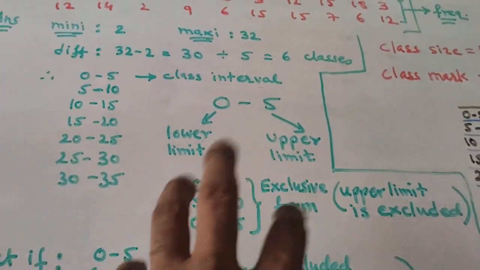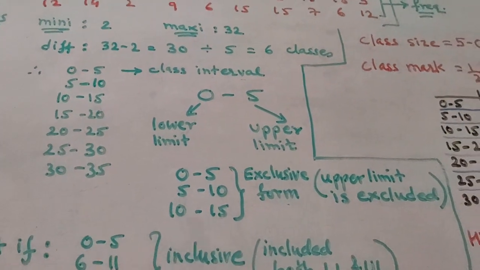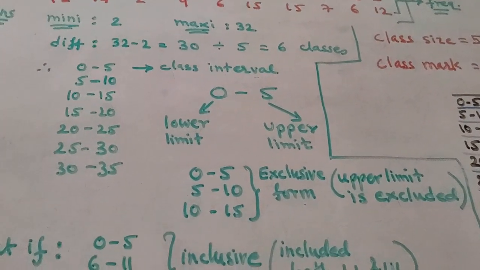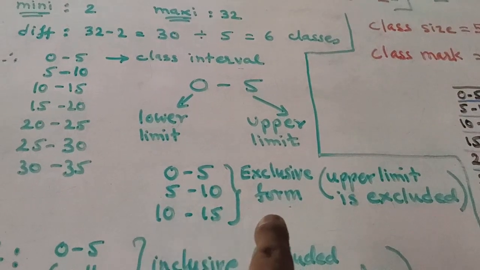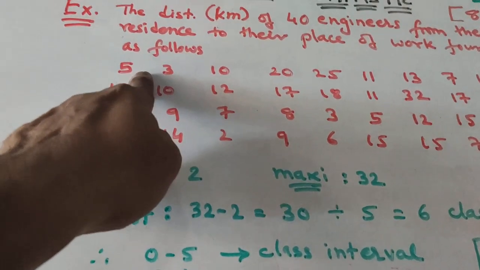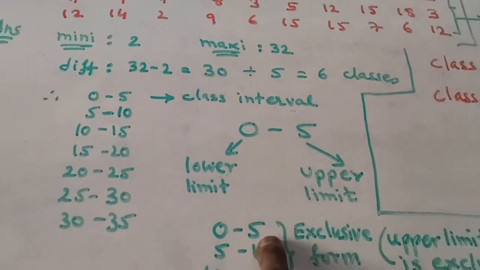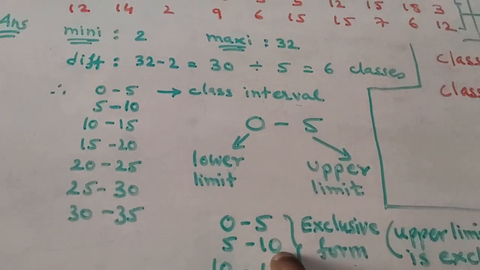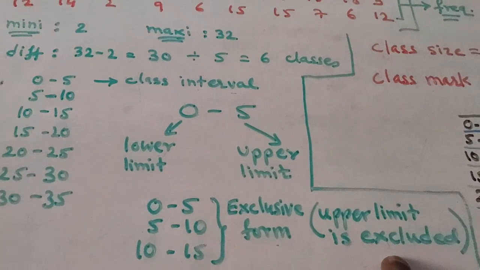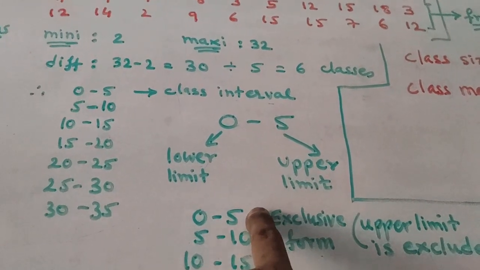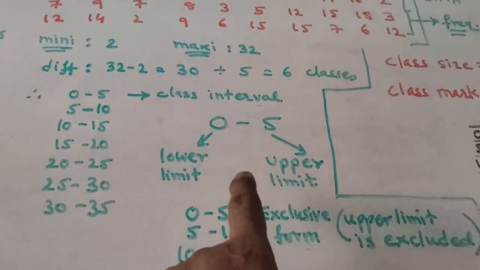This you have already studied in the 9th standard. All these things will not be asked in 10th standard, but the basic knowledge is very much important. So this is the meaning of exclusive. Where will I write 5? In 0 to 5? No, I will write it here in 5 to 10. Exclusive form means the upper limit is excluded. So 5 is there, it is not counted. It is counted only from 0 to 4.